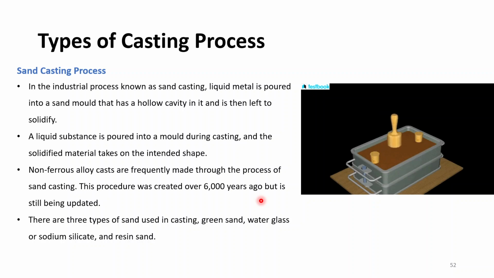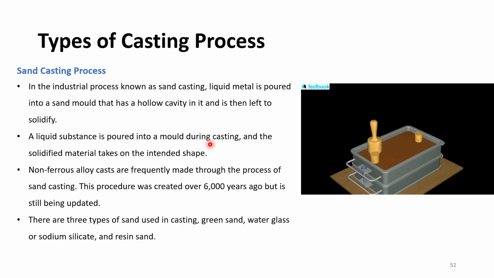In that cavity you pour your molten metal, and it solidifies inside the sand. After solidification you separate these boxes again and take out your final casting. So in the industrial process known as sand casting, liquid metal is poured into a sand mold that has a hollow cavity in it and is left to solidify, and the solidified material takes on the intended shape.